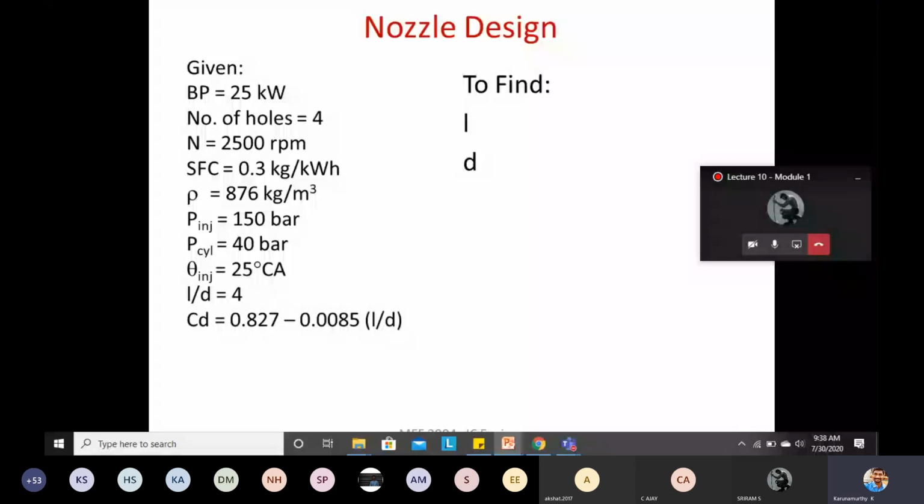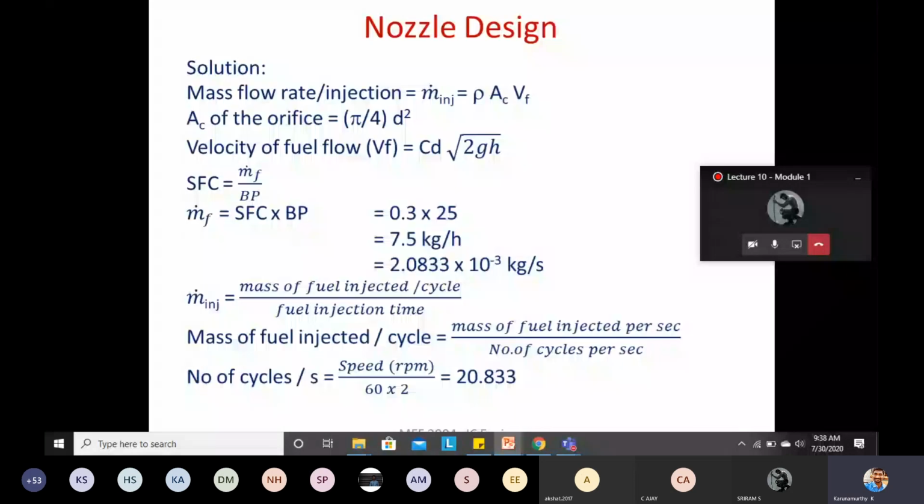So the mass flow rate of injection, right? They are asking you to calculate the L and D, the orifice diameter and the length. Diameter is there in the cross-sectional area. So if you know the orifice diameter, then you can calculate L, because the L by D ratio is given as 4 in the problem. So you should calculate any one, either L or D.